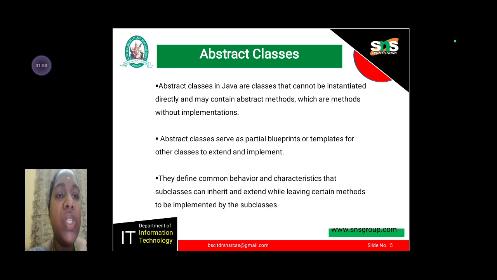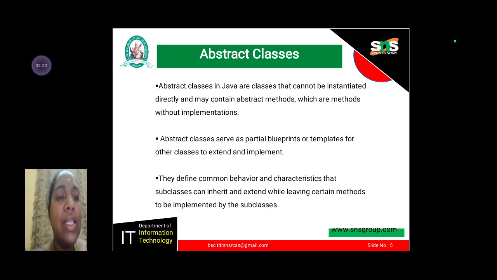Abstract classes. Abstract classes in Java are classes that cannot be instantiated directly and may contain abstract methods, which are methods without implementation. Abstract classes serve as partial blueprints or templates for other classes to extend and implement. They define common behavior and characteristics that subclasses can inherit and extend, while leaving certain methods to be implemented by the subclasses.